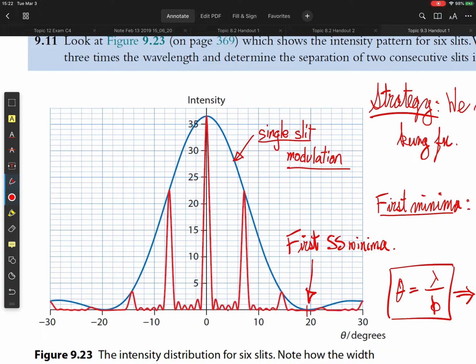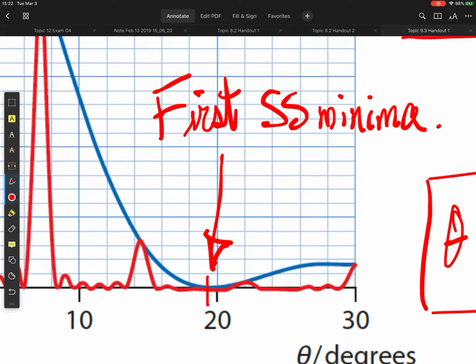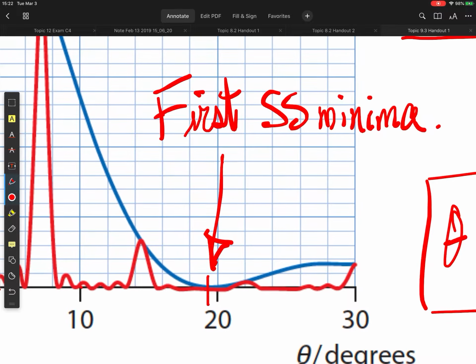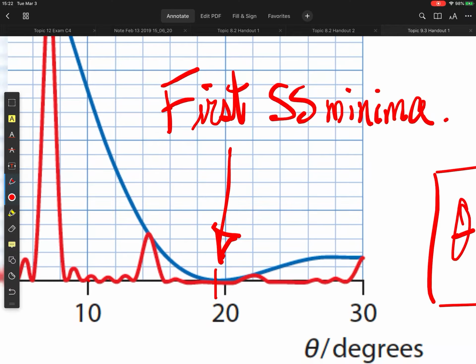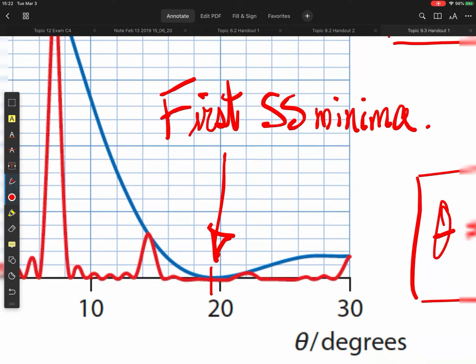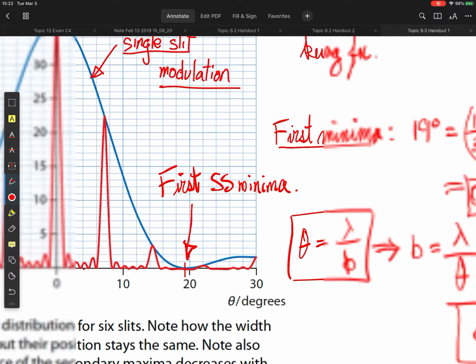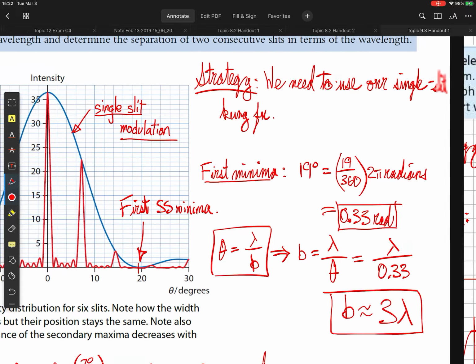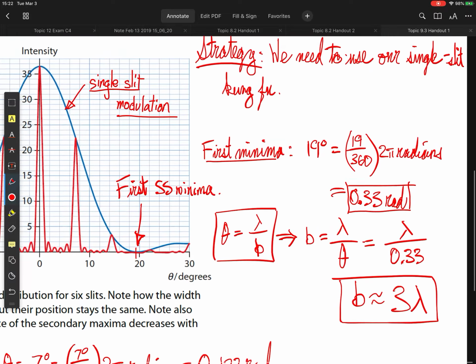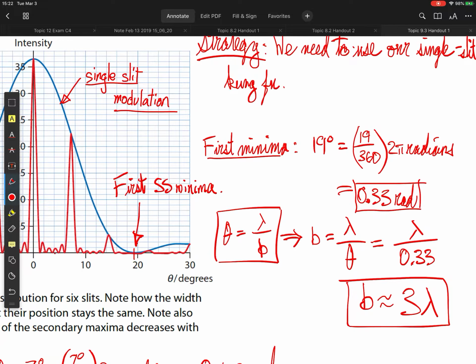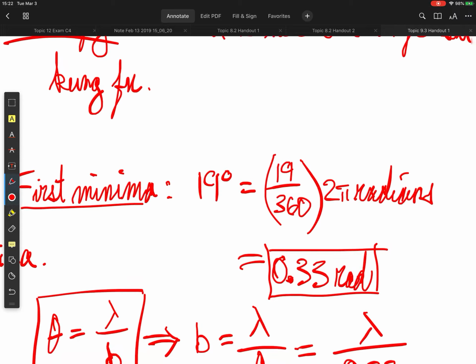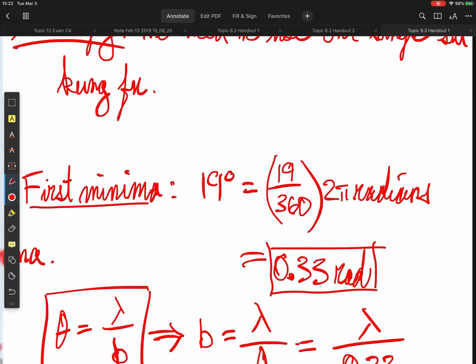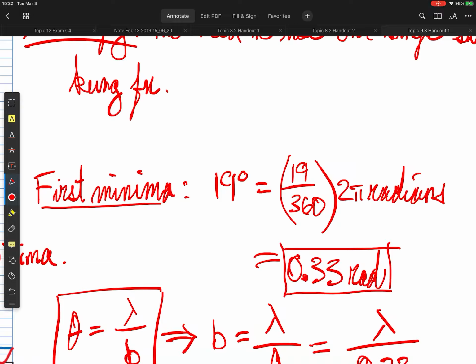And the most important thing in a single slit interference pattern is the first single slit minima. So we can see our first single slit minima is right here at about 19 degrees. Okay, so we then need to convert that 19 degrees to radians, which I have done here using the conversion factor 2 pi divided by 360.